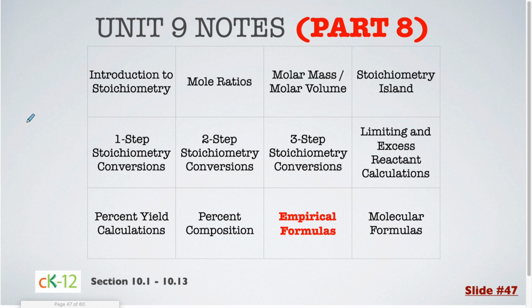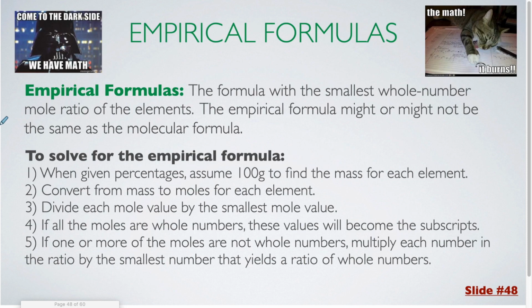In Part 8 of the Unit 9 notes, we are going to be covering empirical formulas. Empirical formulas: the formula with the smallest whole number mole ratio of the elements. The empirical formula might or might not be the same as the molecular formula.